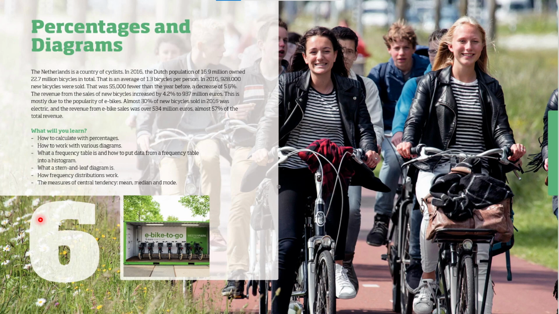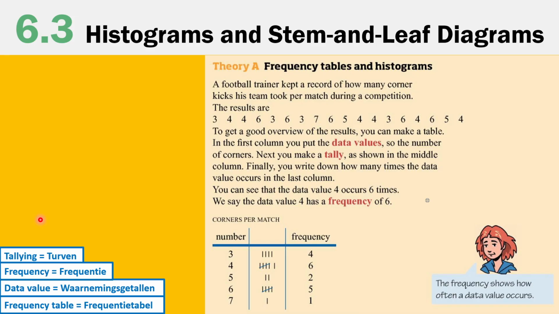Hello and welcome to chapter 6, more diagrams. We're going to take a look today at what a so-called histogram is and what a stem and leaf diagram is. We're going to take a look at histograms first, and there are quite some new glossary words here as well. To introduce them to you, let's take a look at this example that the book gives you.